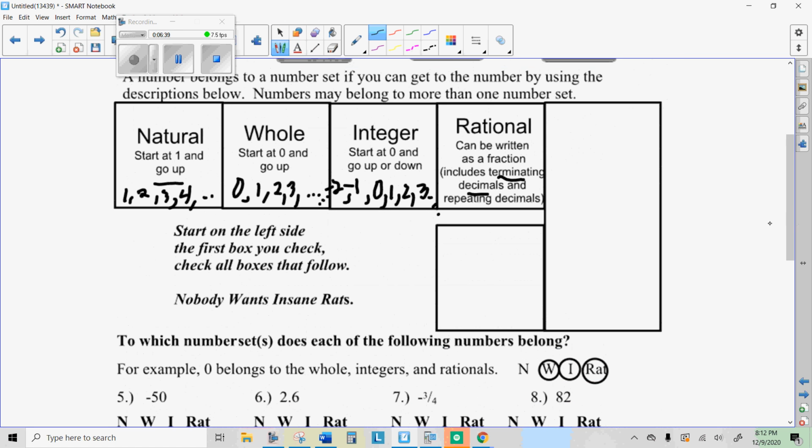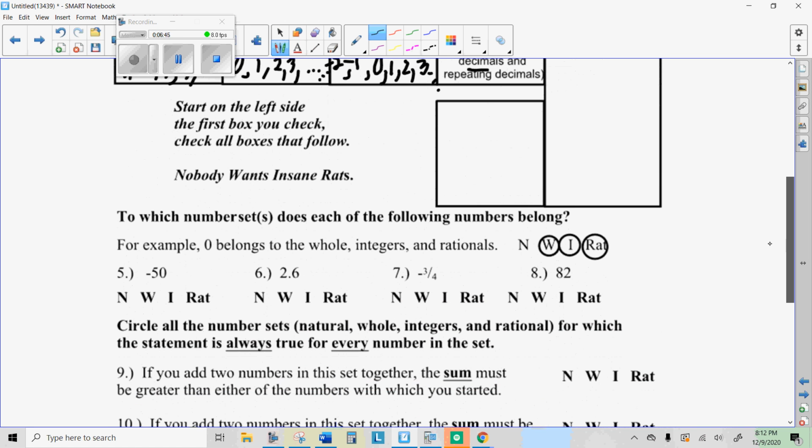All right, start on the left side. The first box you check, all boxes that follow, according to which number it belongs to, okay? For example, 0 belongs to whole, integers, and rationals. So you're going to circle all those or box them, whatever.